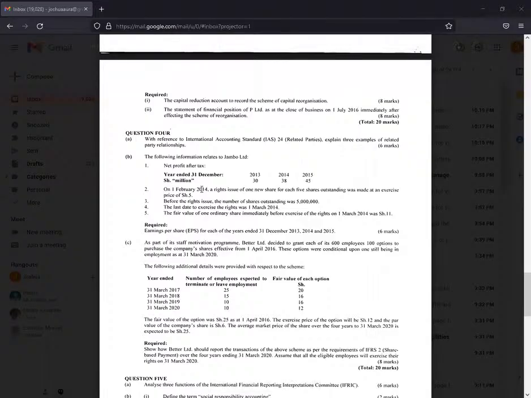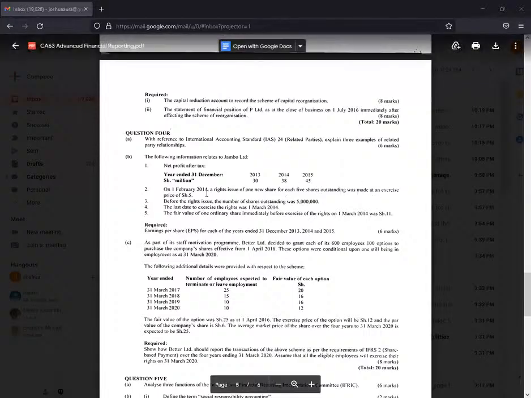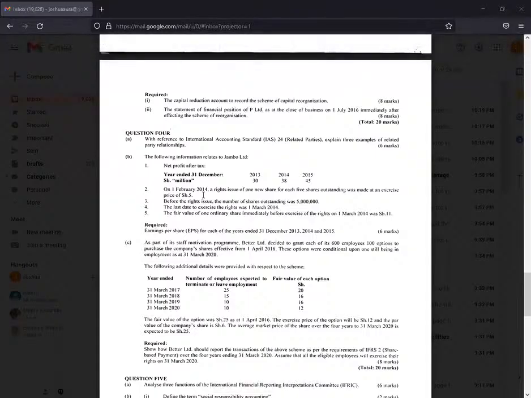You are told, on 1st February 2014, a rights issue of 1 new share for each 5 shares outstanding was made at an exercise price of 5. So, ladies and gentlemen, this is a transaction that took place in 2014. It will not affect us in 2013. We go to note number 3. Before the rights issue, the number of shares outstanding was 5 million. So all along, before the rights issue, we have been having 5 million shares. And then note number 4, the last date to exercise the rights issue was 1st March 2014. I told you to delete that statement.